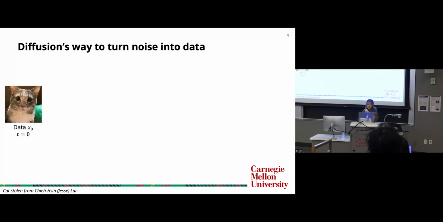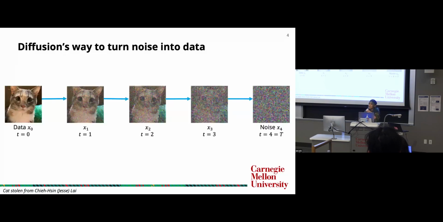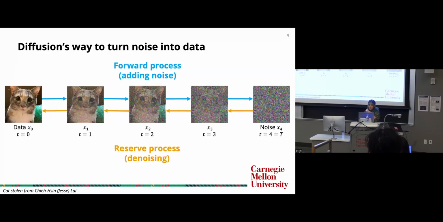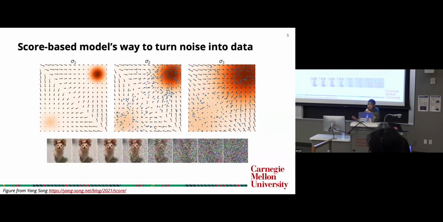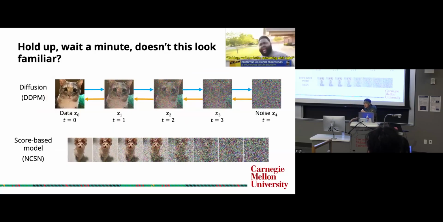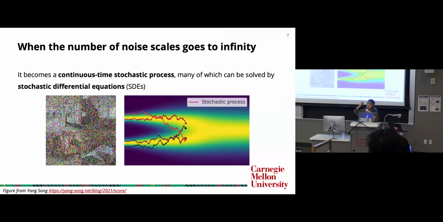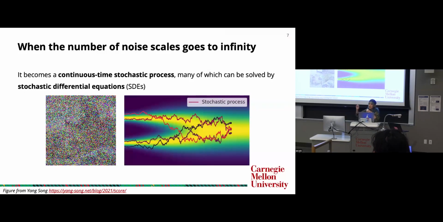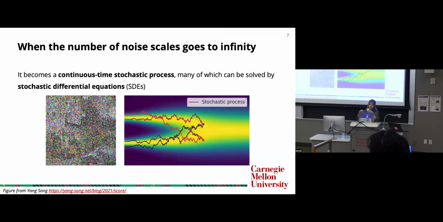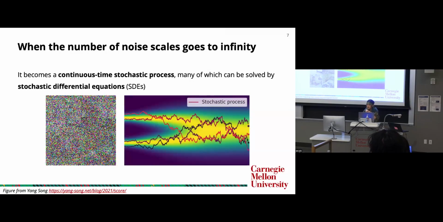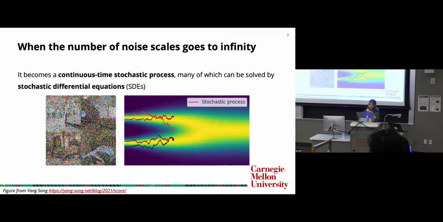So last time, we learned about how diffusion turns noise into data by gradually adding noise and gradually denoising. And then we learned another family of models called the score-based models, which is doing very, very similar things. And it turns out that they're pretty much the same, especially if you scale the number of time steps to infinity, and then they both become this thing called a stochastic process, a continuous time stochastic process, which can be formulated into stochastic differential equations.